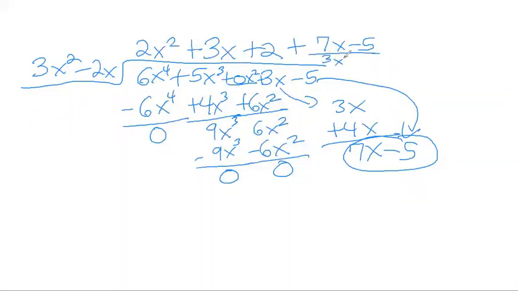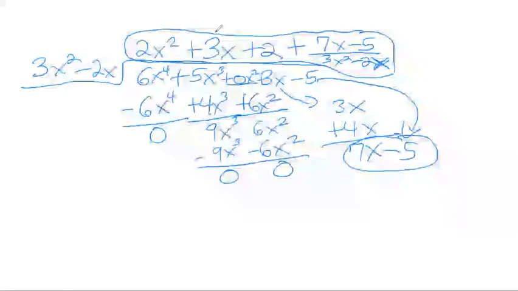And once again, what do we do with the remainder? Plus 7x minus 5 over my divisor of 3x squared minus 2x. So this is the solution to this problem.